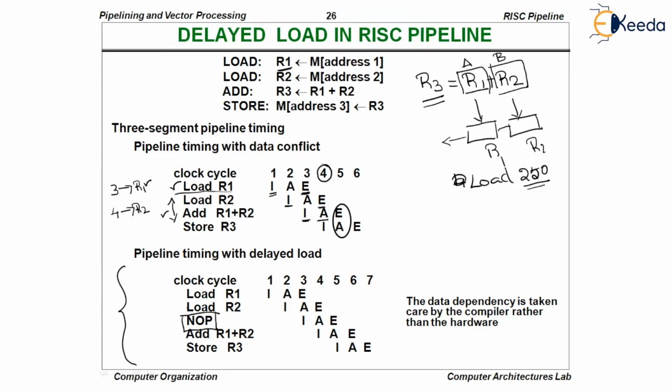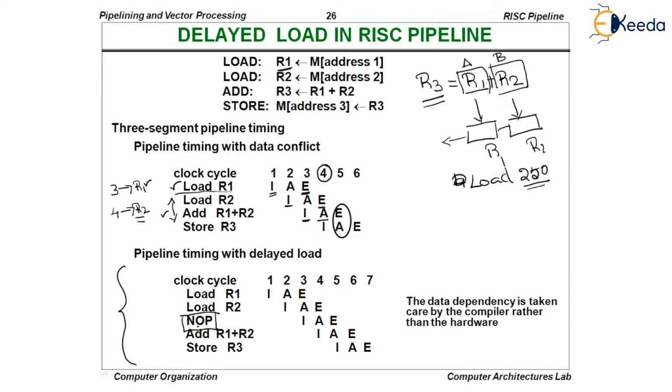That is, we need to separate these two instructions by at least a clock cycle, because in order to get R2, we need to wait till the fourth clock cycle gets finished, because only after the fourth clock cycle will the value of R2 get loaded in this register. So we're going to separate these two instructions by a single clock cycle. In that single clock cycle, we are going to insert an instruction called NOP, in which no operation is going to be performed.